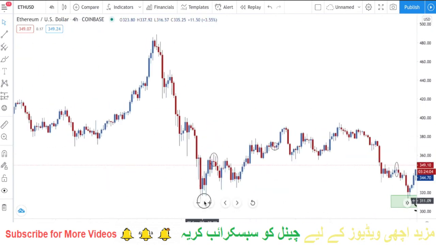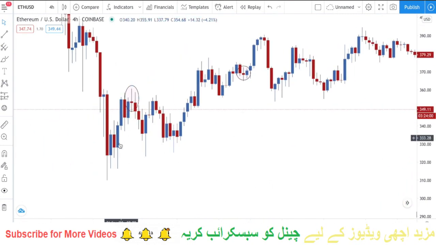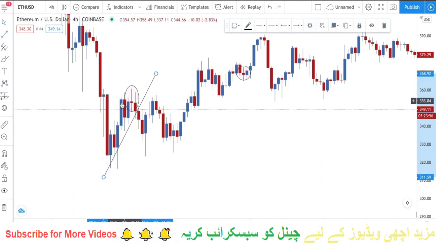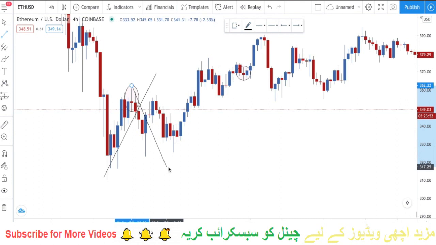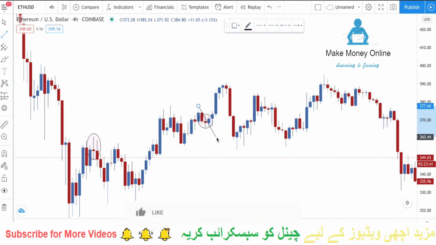As you can see here, guys, here was an uptrend, a spinning top formed, and the market went down, the price of this pair went down. Here I have marked this spinning top for you. Then the price of the pair went down, a spinning top came, and the price went up.